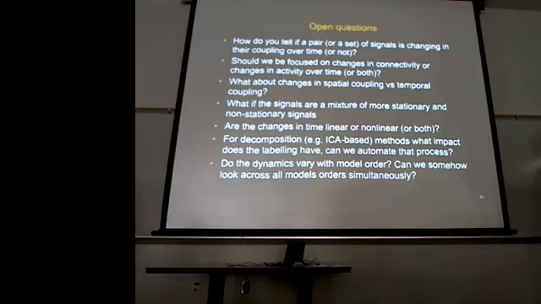If you're using an ICA-based approach or something like it, typically we get out these networks, they're data-driven, and then we have to assign labels to them, like default mode or frontal lobe, right? What impact does that labeling have on your subsequent interpretations? Can we try to automate that labeling somehow? Do the dynamics vary with model order? If we have 100 components versus 10 components, are we capturing different scales of something informative? Can we somehow look at all of that information together?